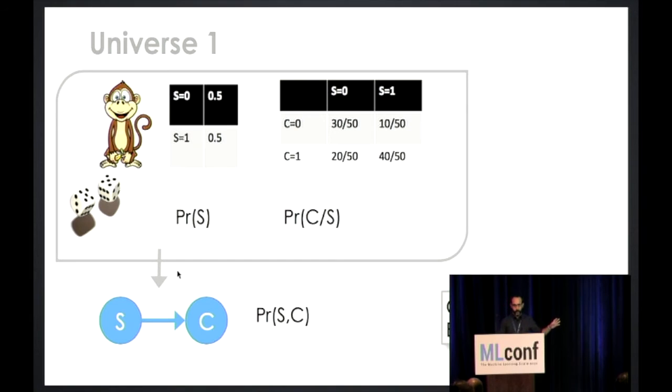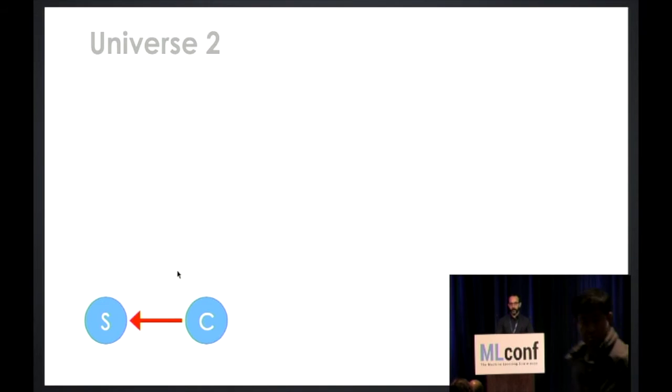So the structural equations of Pearl can be seen simply as a monkey flipping coins in this. So that's what we mean by smoking causes cancer, okay? But maybe there's another universe where cancer causes smoking. Okay, wait, what does that mean?